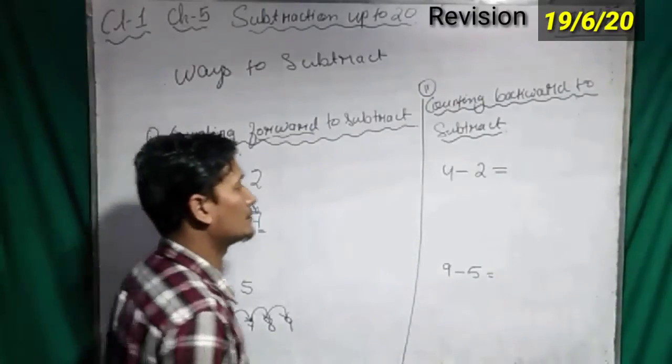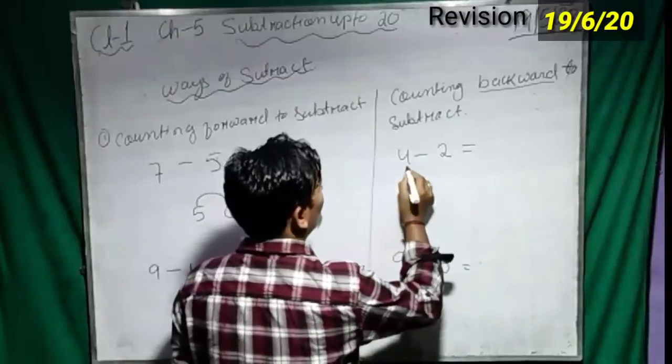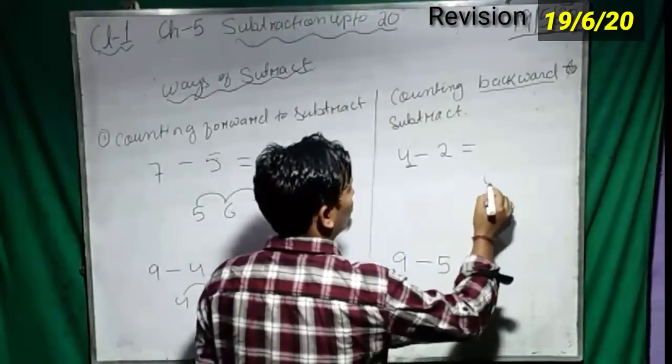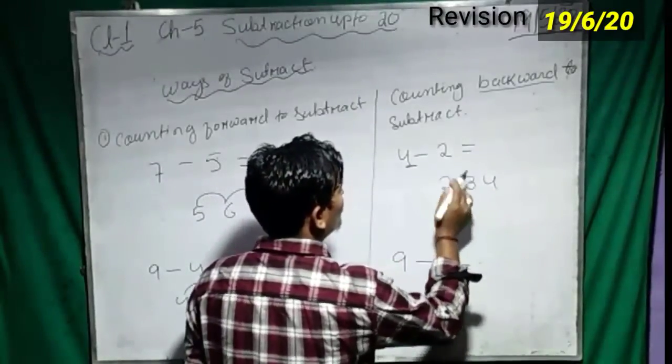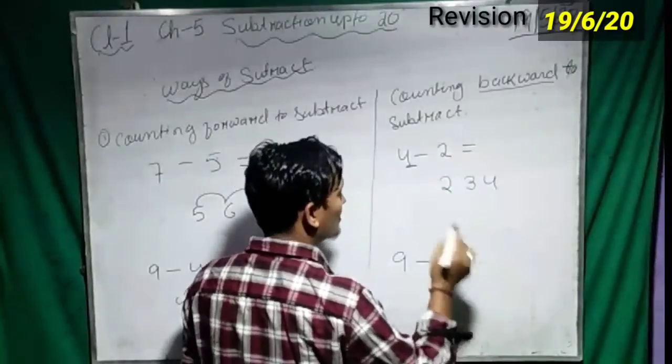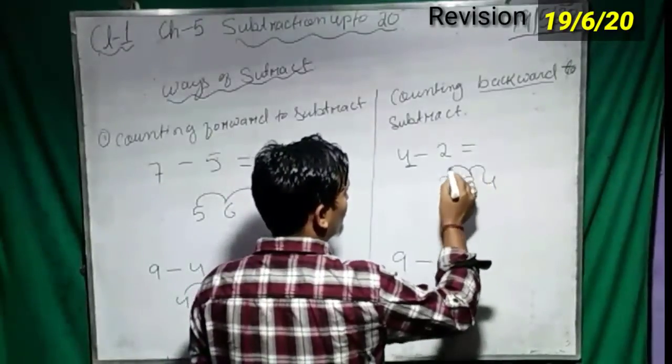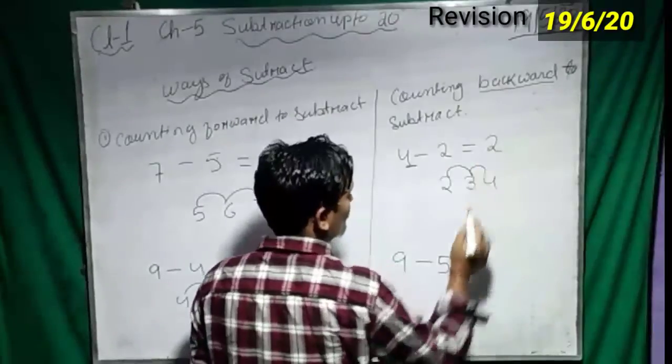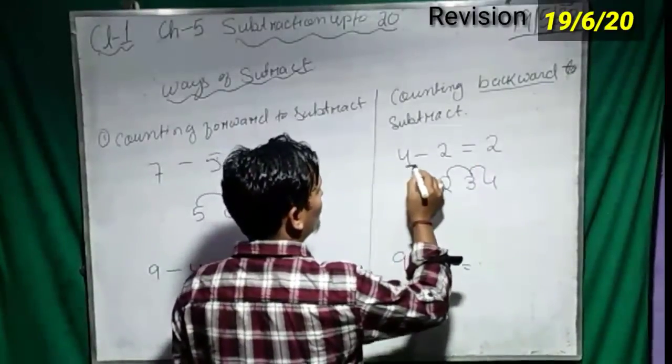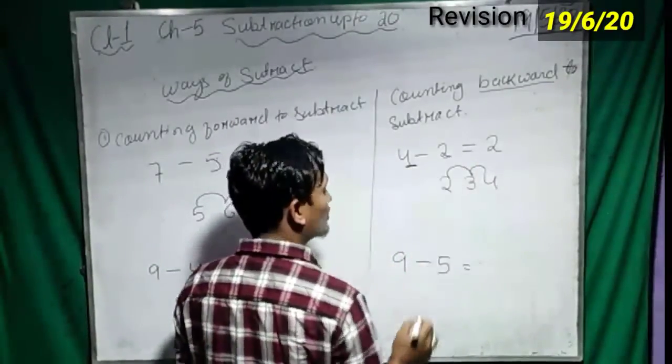Okay. And here we have to start with what? Bigger number. So 4, 3 and 2. We have to reach on 2. So how many steps we need to jump? So 1, 2. So the answer is 2. Clear? So we will start from bigger number and we have to reach on smaller number.